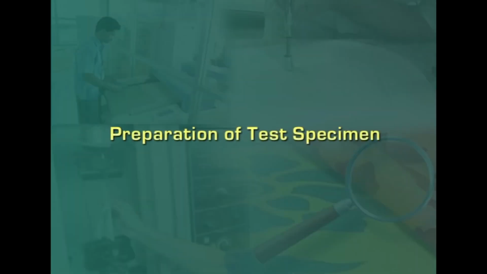Preparation of the test specimen. The cotton fibers should be opened with fingers by breaking up the lumps if any and by eliminating extraneous matter as much as possible. Then the sample should be conditioned at standard conditions.